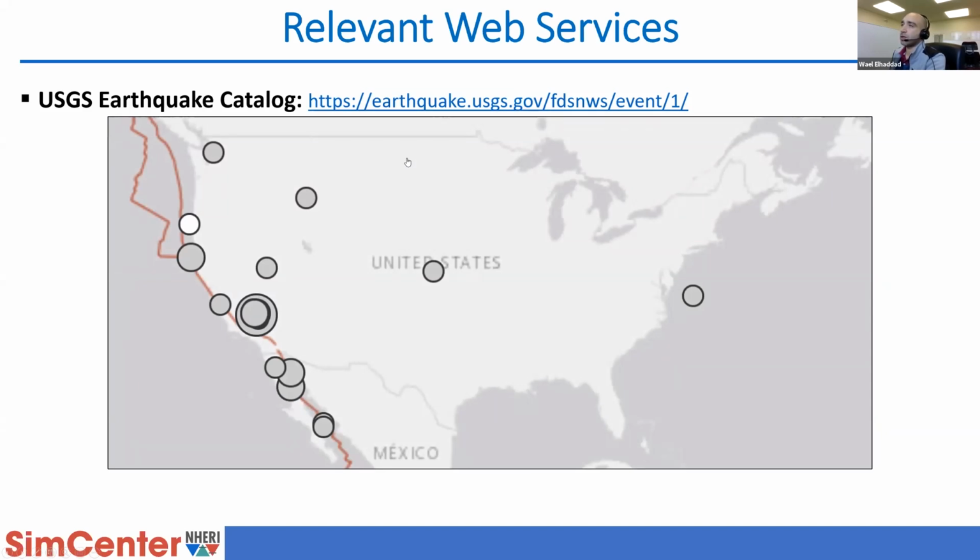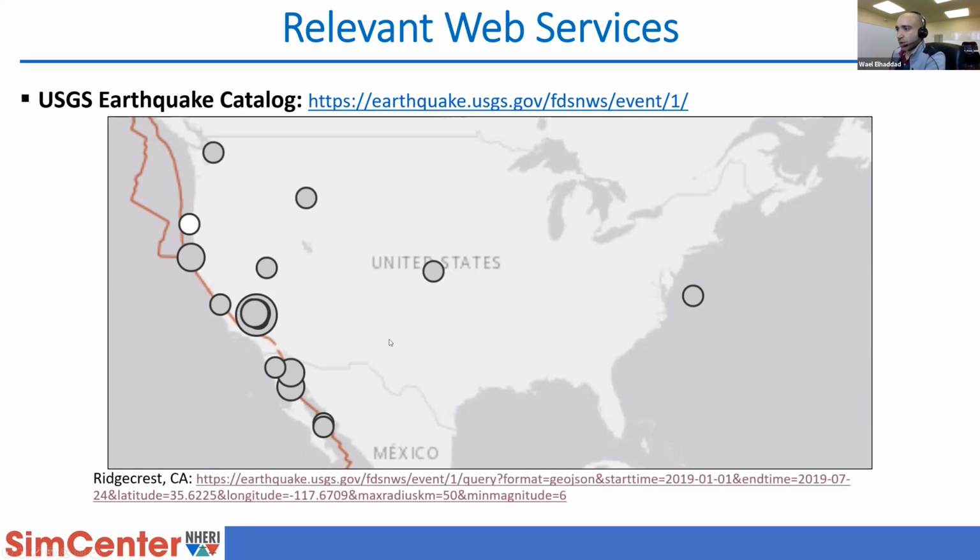This is another web service provided by USGS. It's called the Earthquake Catalog, and you can use it to query information about earthquakes that happened. This map, for instance, I created from this data. It shows the earthquakes that happened near the US in 2019 with magnitude more than 4.5.